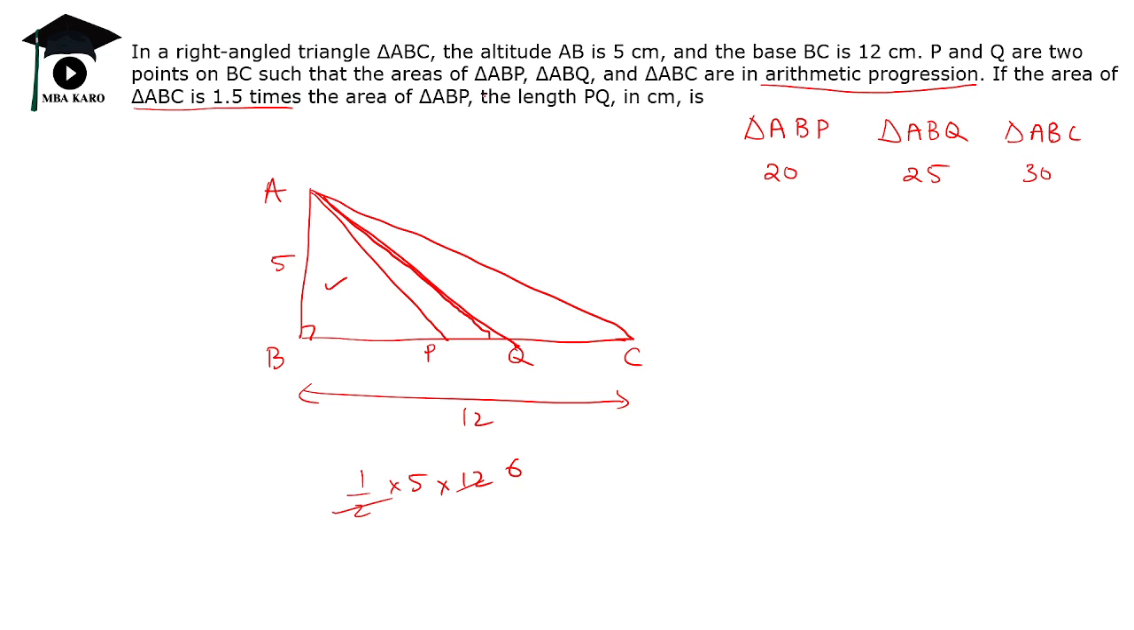Now the question asks for the length PQ. How do we find PQ? See, this triangle's area is 20 and this area is 25, so the area of this triangle is 5. I have shaded it, APQ, right? So let's say PQ is the base and the perpendicular height is AB. Half PQ into AB is 5, so PQ is equal to 2. So the answer is 2 centimeters.